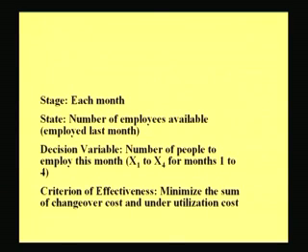Decision variable is x1 to x4, which is the number of people to be employed in the current month or in this month. So, we define x1 to x4 for months 1 to 4. Criterion of effectiveness or the objective function in this example would be to minimize the sum of the changeover cost and the underutilization cost. There are 2 costs. There is a changeover cost, there is an underutilization cost. So, we want to minimize the sum of these 2 costs as the minimum total cost.